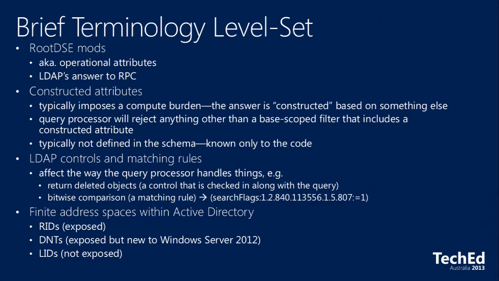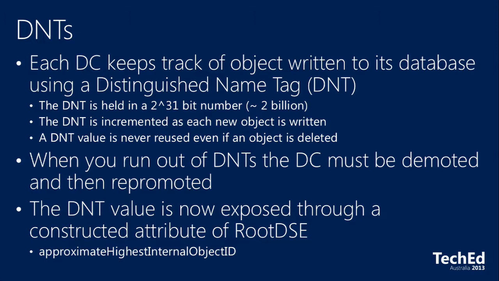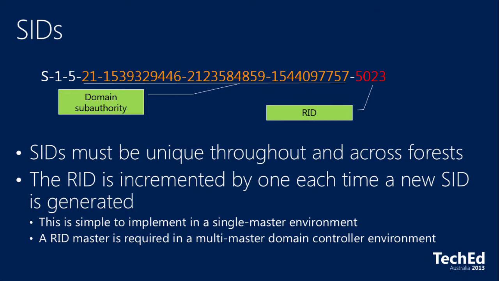There is a large number of platform changes that have occurred, including some improvements around relative IDs. Now, we've had some recent cases where people have actually run out of RIDs, which is an impressive feat because the RID is actually a 2 to the 30-bit number. There is an extra bit that is used. In fact, this might be more familiar to you. That's that bit in the red at the end.